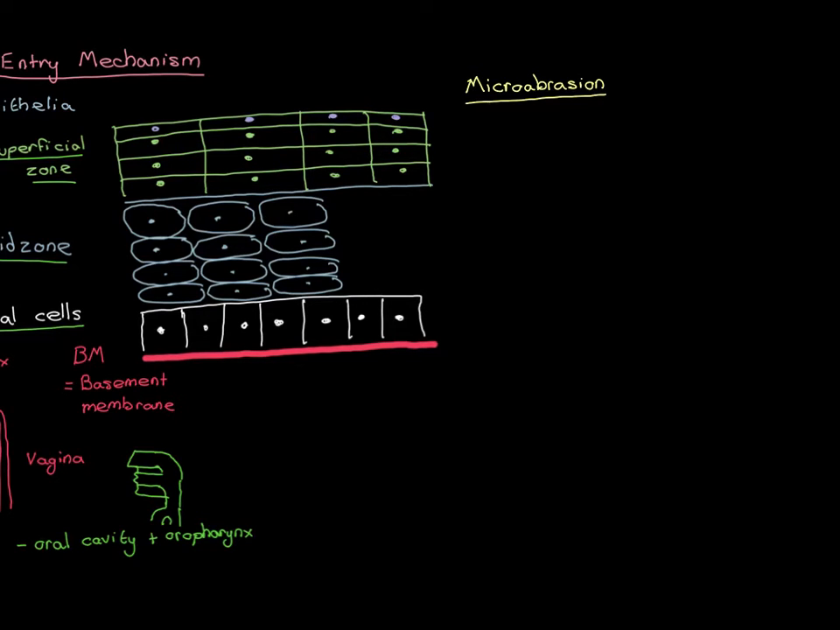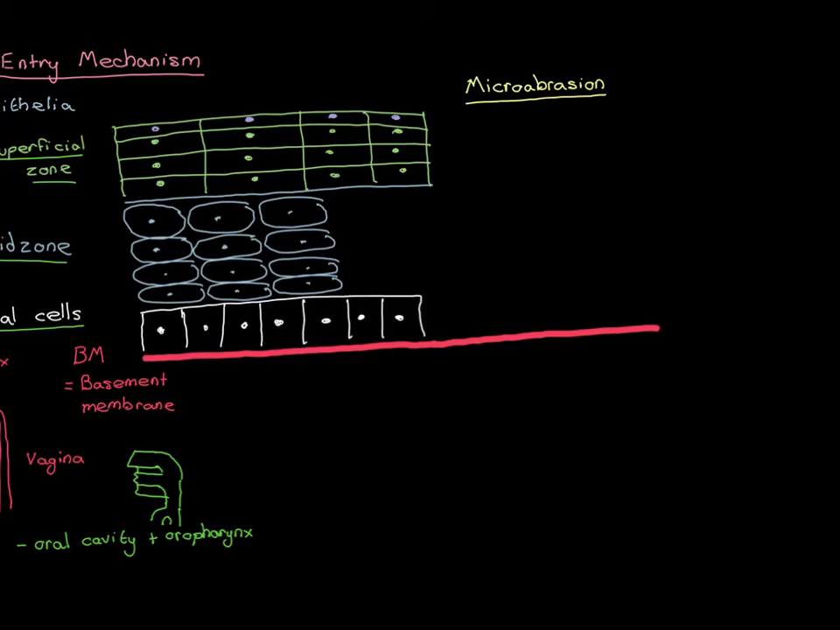So let me just extend my picture a little bit. So back to the red pen. Here is the basement membrane coming a little bit more here. So let's say that we have had a horrible microabrasion in this region and we no longer have cells in this region. So all of the cells here have gone, okay? You've just got the basement membrane left.